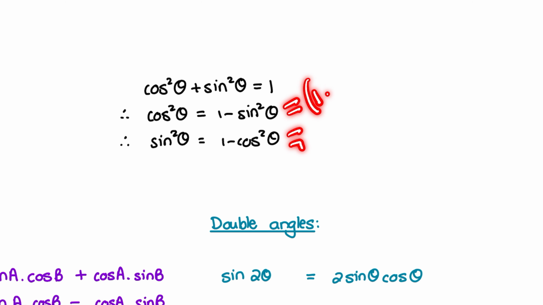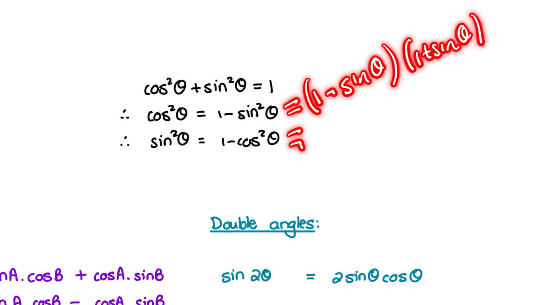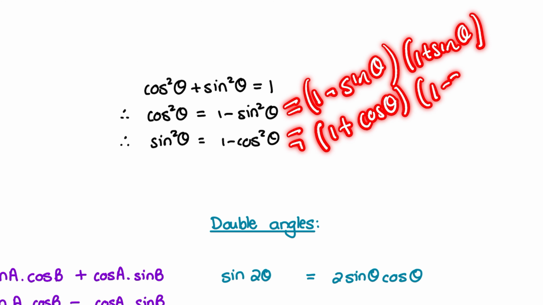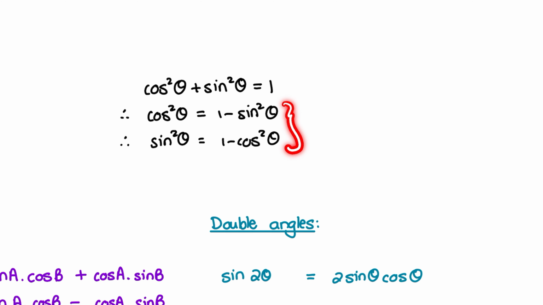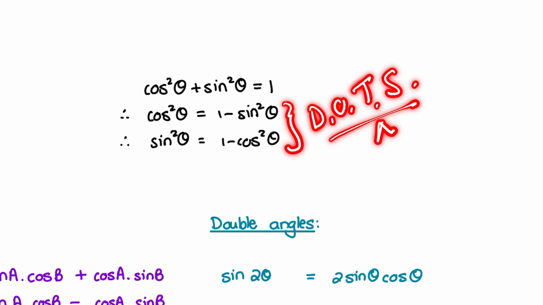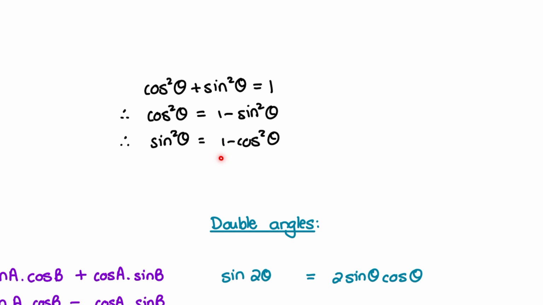What I want you to notice is that these ratios are also a difference of two squares. So you can write 1 minus sine squared theta as 1 minus sine theta times 1 plus sine theta, and 1 minus cos squared theta as 1 plus cos theta times 1 minus cos theta. So those are a difference of two squares that we can factorize, and that's particularly useful when we work with fractions.